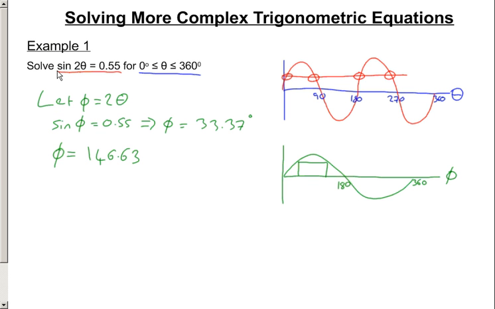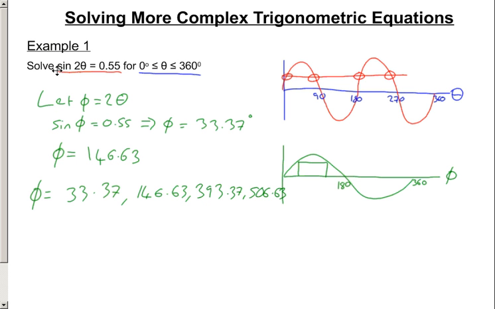But we also know that we need 4 solutions, because we saw that in the graph above. So actually we need some more solutions. But because we know sine phi is periodic with 360 period, we can just add 360 to the 2 results we've already got. So that means our solutions for phi are 33.37, 146.63, and then 360 onto each of those, 393.37 and 506.63.